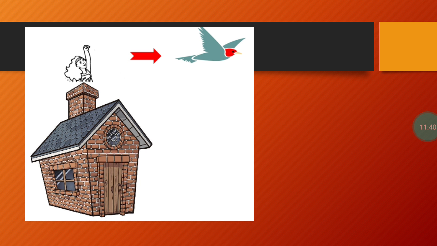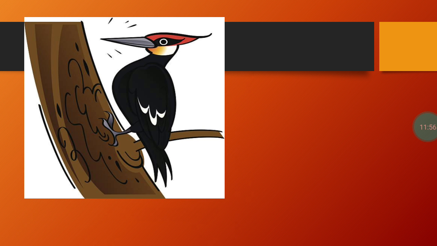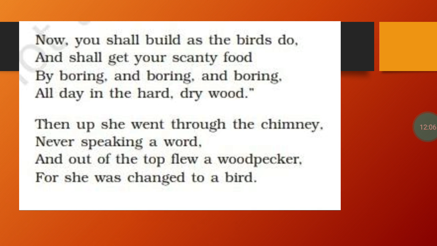She flew up to the roof through the chimney of the house and flew out in the form of a bird. So Saint Peter's curse had converted the woman into a bird, a woodpecker. Clear? Saint Peter's curse had converted the greedy woman into a bird, and she became a woodpecker now. Once again, children, the two stanzas.